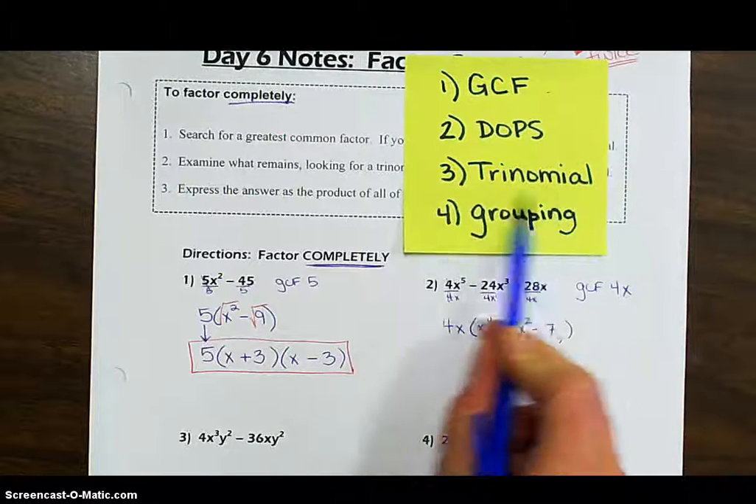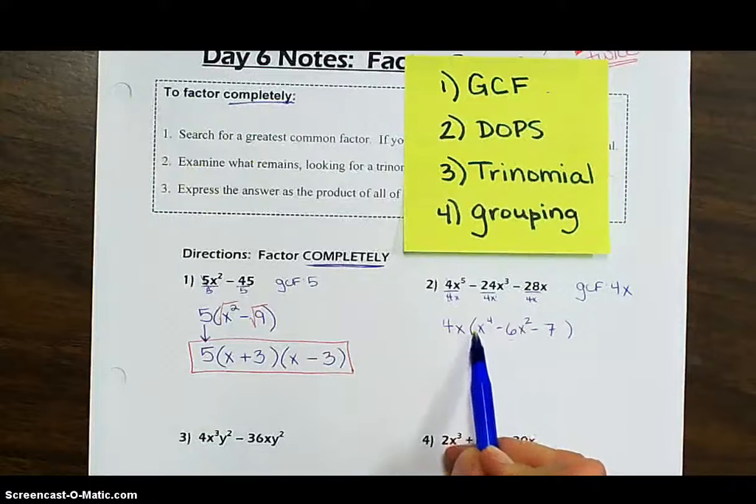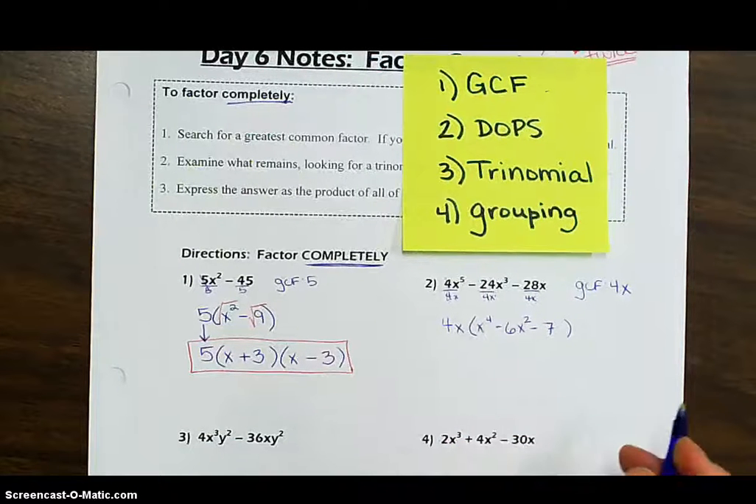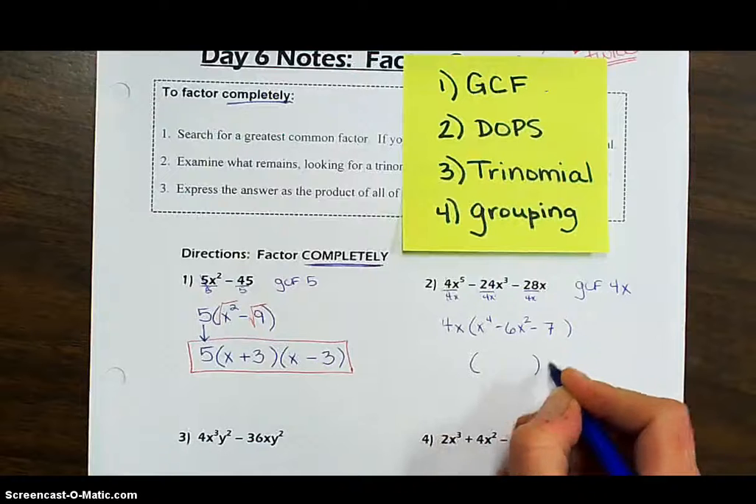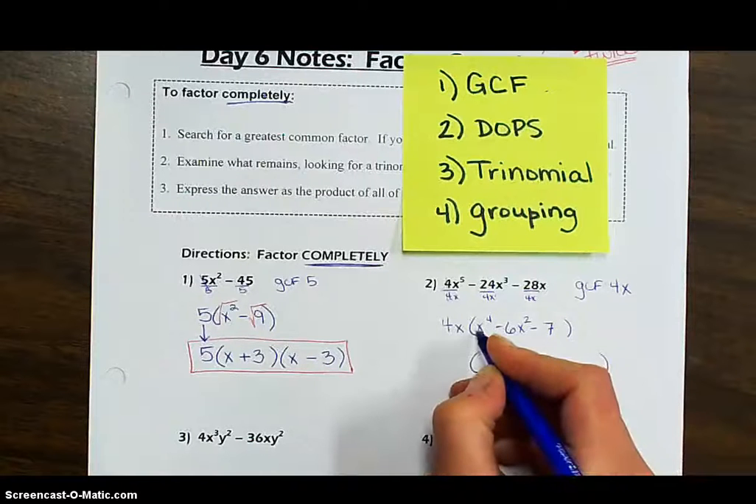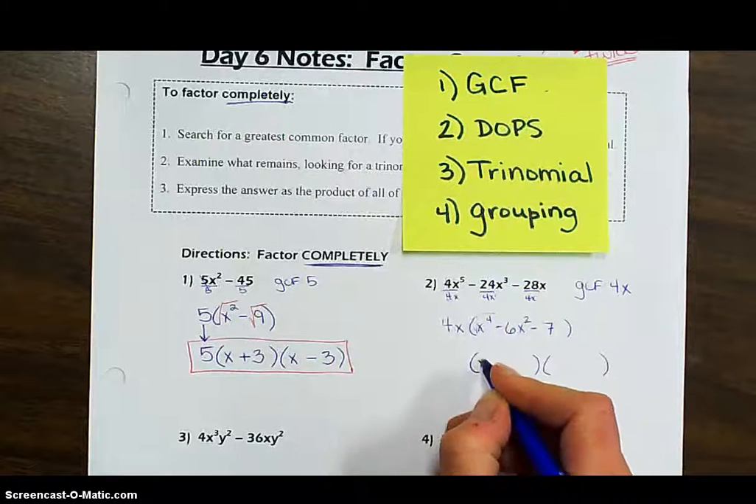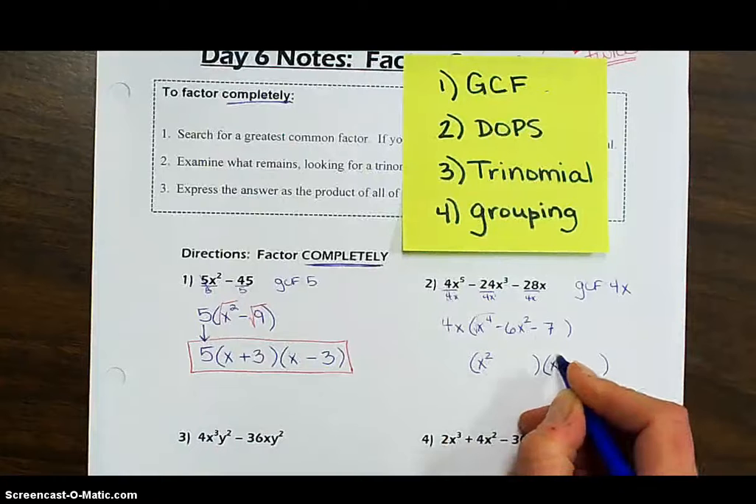So now we're going to try trinomial. So this is a trinomial because the number in front of the x to the 4 is a 1. So we're going to go with 2 sets of parentheses. We take the square root of x to the 4, and we get x squared and x squared.